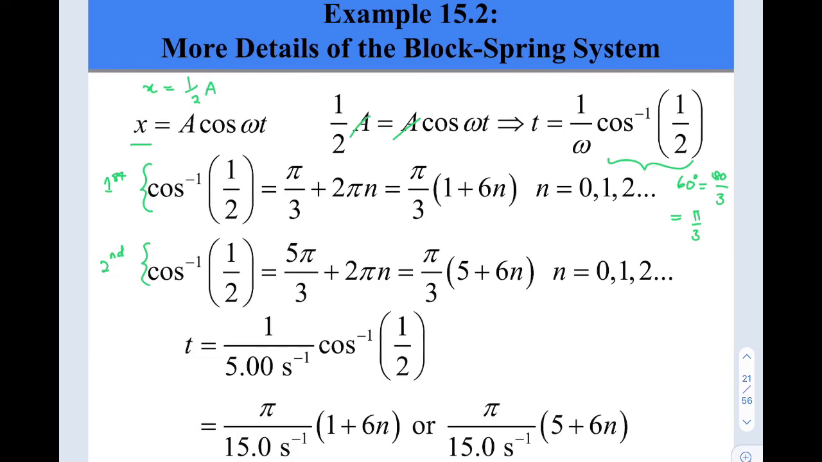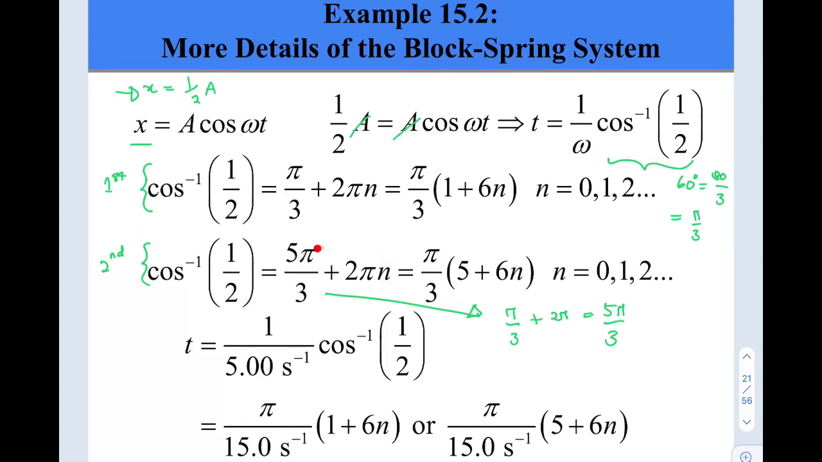It means that how to get 5 pi over 3 here, it's actually pi over 3 plus 2 pi. This gives you 5 pi over 3. It means this is for the second time. For the second time, the object is going to be at this position, x equal to half of the A. And again, for another repetition, it must add 2 pi n order. And the n is 0, 1, 2 and so on, an integer number.